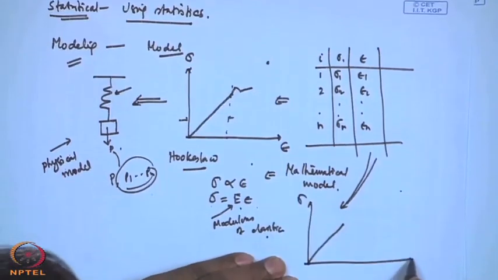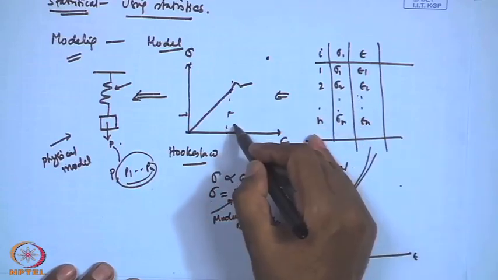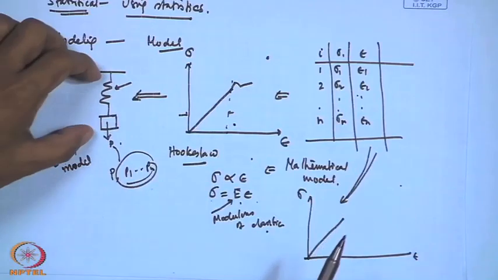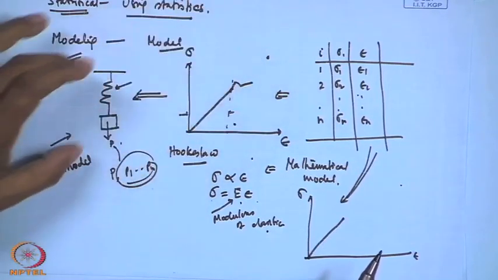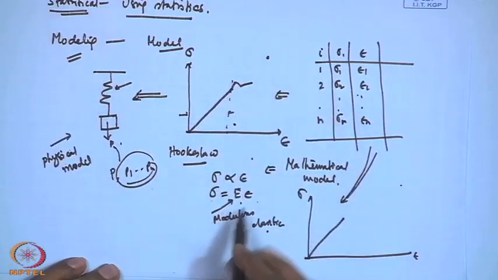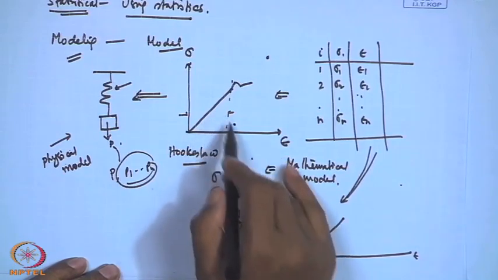Here it is, sigma and epsilon. Essentially, what is the difference between this and this? Here, when you show me this spring balance, I immediately say that it is an elastic body. If it is an elastic body, this is the diagram, because I know the physics. Hooke's law is known to me, so the mathematics is known to me.